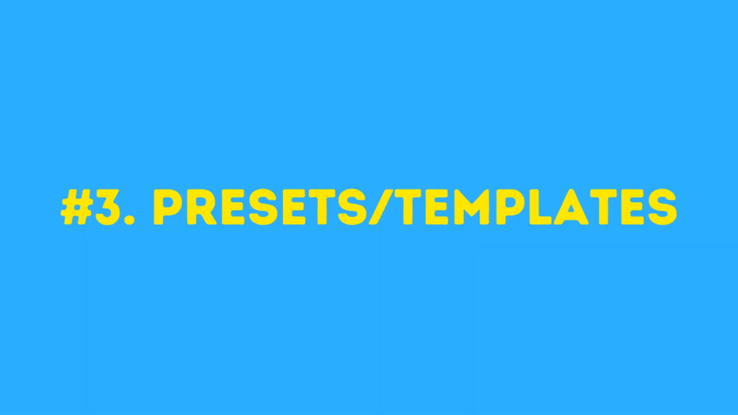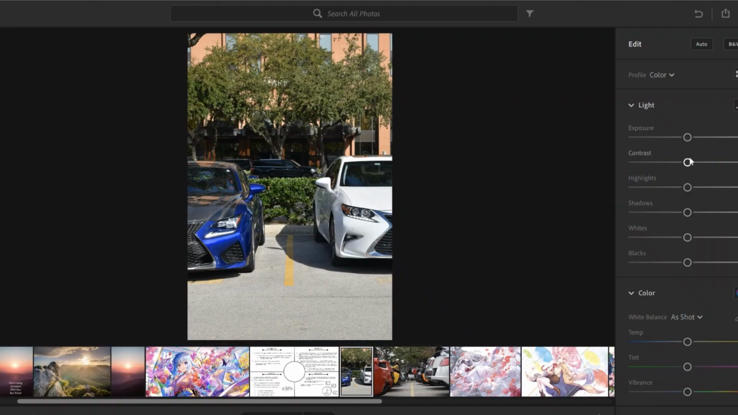Number 3, a template or a preset. This is really great if you're into creating content about photography. For example, you can simply create a template in the photo editing software Lightroom and then give that away.